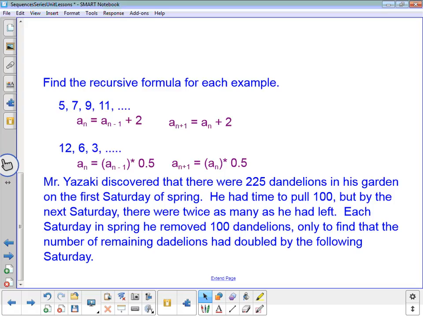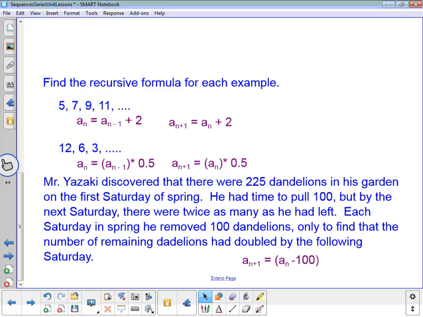So let's take a look here at Mr. Yadzaksky. He discovered that there were 225 dandelions in his gardens on the first Saturday of spring. He had time to pull 100 of them, but by the end of the next Saturday, there was twice as many as he had left. Each Saturday in spring, he removed 100 dandelions, only to find that the number of remaining dandelions had doubled by the following Saturday. So if I want to look at the next term, I got to say, well, what happened this term?